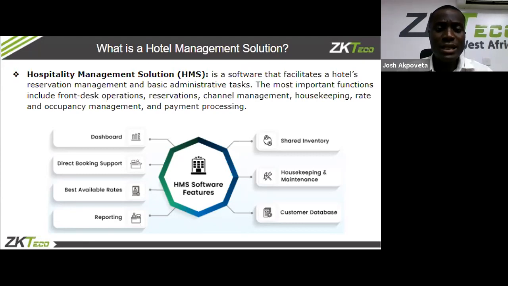From there, you see a dashboard, you see your direct booking support, here you help manage booking. You see occupancy and availability for the hotel. You see reporting. Don't forget, I mentioned something about the big data. Reporting becomes part of that, the big data.